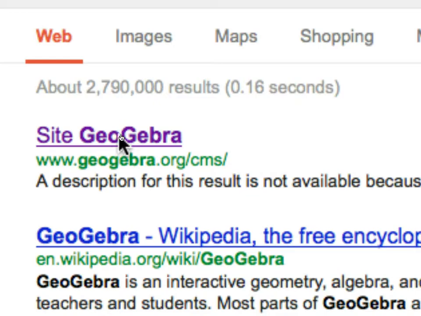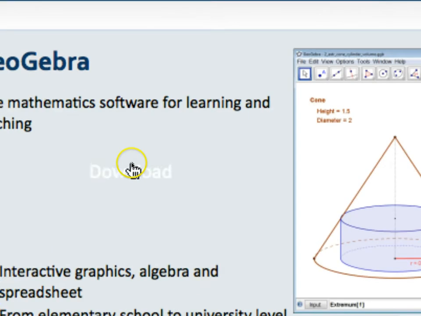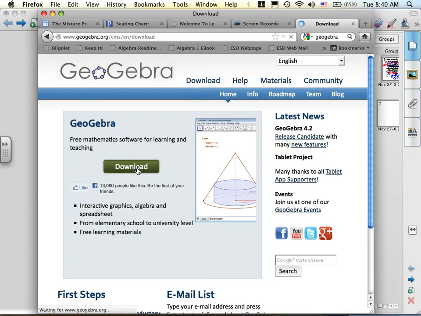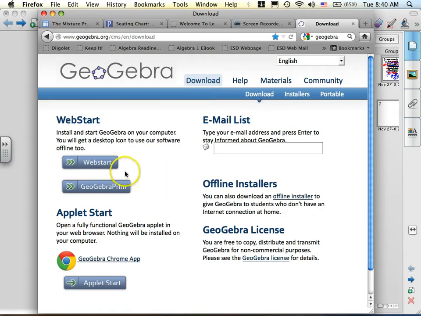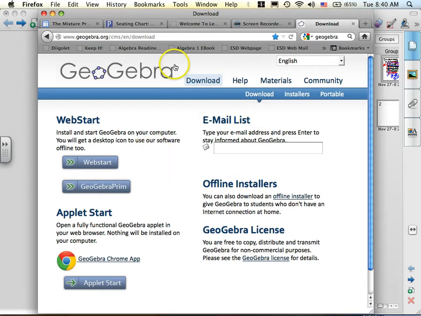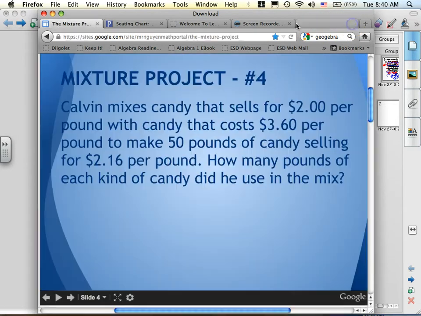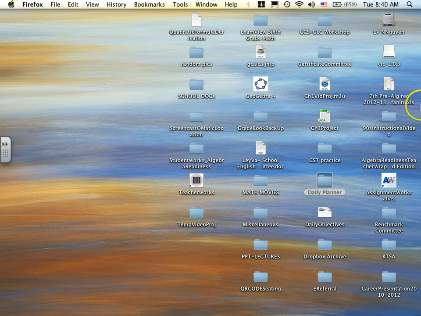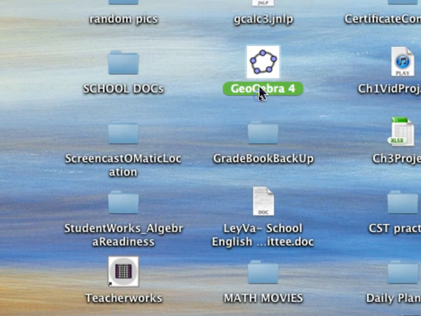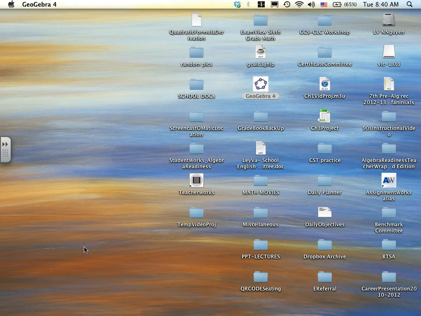The first thing you see is on the right side, Site Geogebra. You click on that one, it will take you to here, and it just asks you to download it. Click on download, and it will ask you to download the software. Click on Web Start. This is the one that you want to download, Web Start. Once you're done, you will have an icon that looks like this. If I click on that, it'll take me to this software that I can actually use.